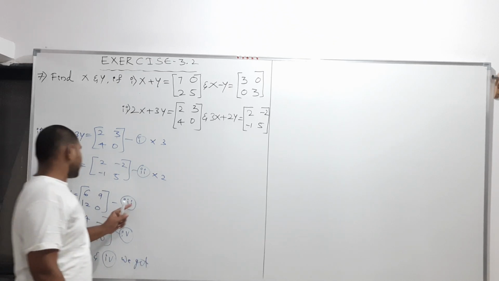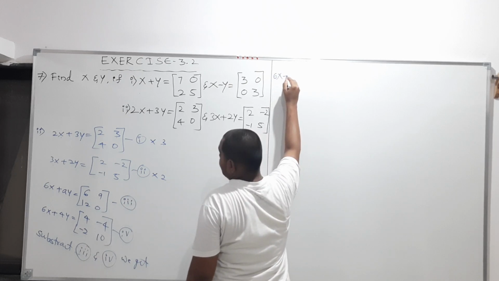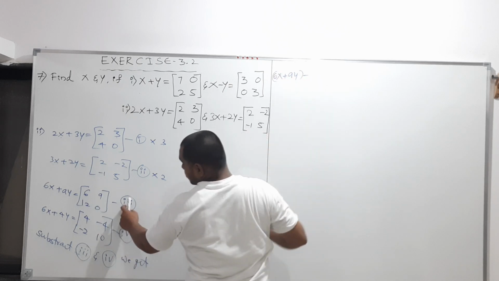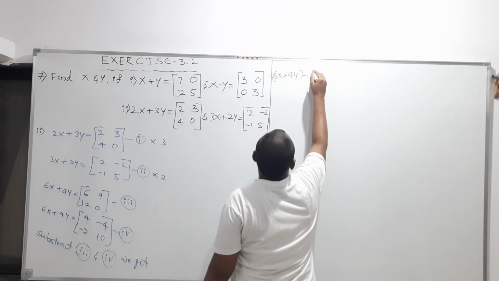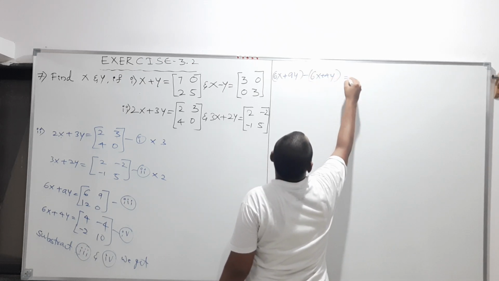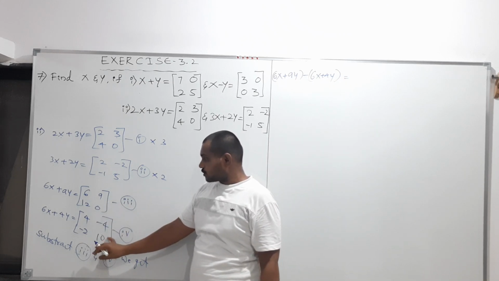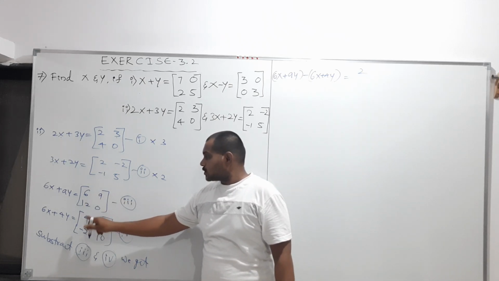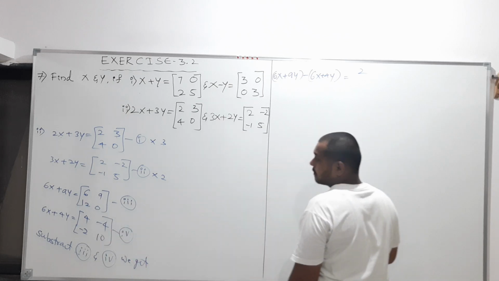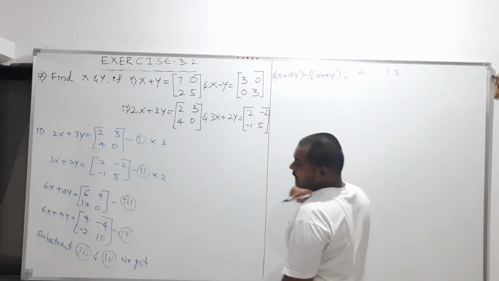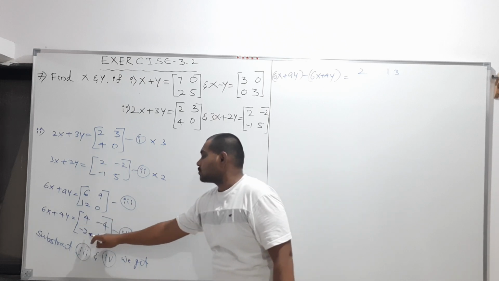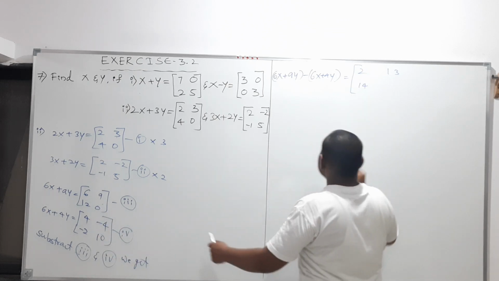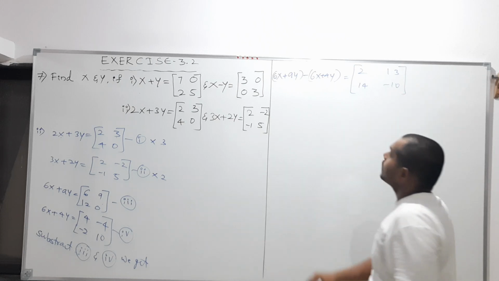So what we get, my dear students? This will become 6x plus 9y minus 6x plus 4y is equal to, now from this matrix we should subtract this. 6 minus 4 is 2, 9 minus minus 4 becomes 9 plus 4, 13, 12 minus minus 2 is 14, and next, my dear students, 0 minus 10, that is minus 10. So now my dear student, simplify this.